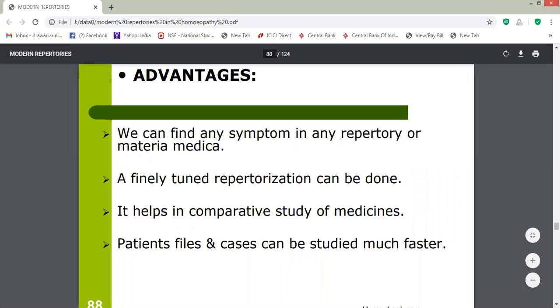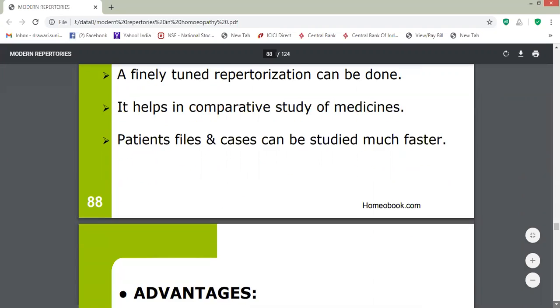Then patients' files and cases can be studied much faster, and we can get the previous data of the patient very easily, as well as store the data or information of each patient very easily. So these are all advantages of computer repertories.